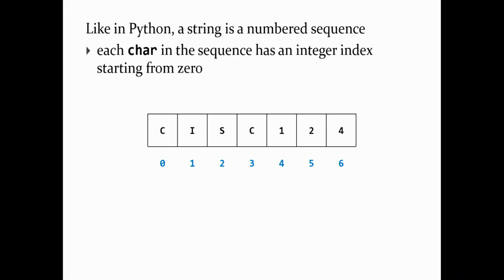Okay. So just like in Python, a string is in fact a numbered sequence. There's an element 0, there's an element 1, and so on. Each char in the sequence has an integer index starting at 0. So the string CISC124: the first letter is index 0, the second letter index 1, and the last letter is index 6, which is equal to the length of the string minus 1, just the same as with the arrays in Java.